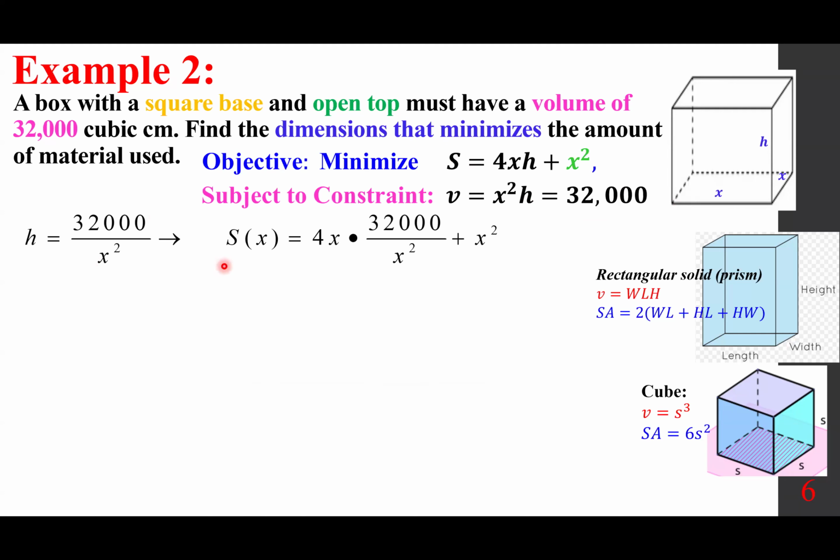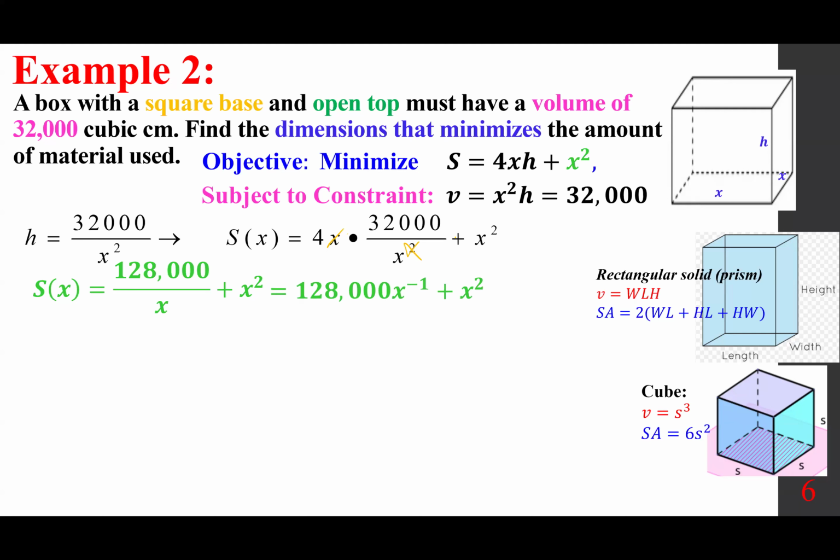So 4 times 32,000 is 128,000. X goes away, so does the exponent. We get 128,000 over x plus x squared. To get it ready for the next step, which is differentiation, we are going to bring the x up. We write it 128,000 x to the power of -1 plus x squared.